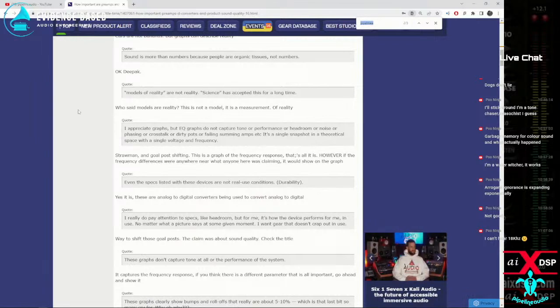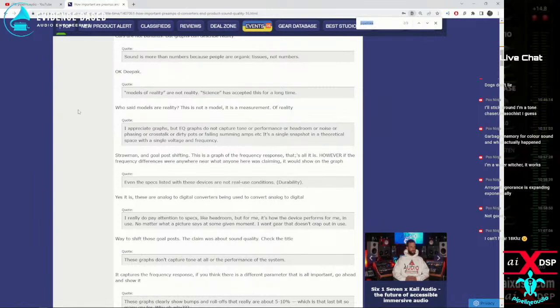So he says, I really do pay attention to specs like headroom, but for me, it's how the device performs for me in use. Again, those are all measurable. No matter what a picture says at some given moment, I want gear that doesn't crap out in use. That's a totally different claim. So I say, way to shift those goalposts. This claim was about sound quality.